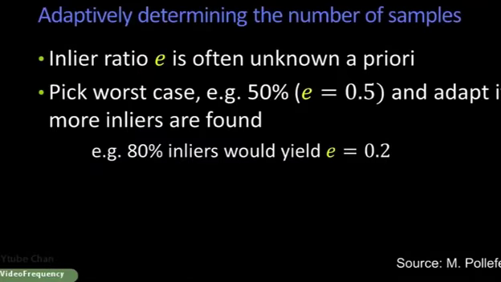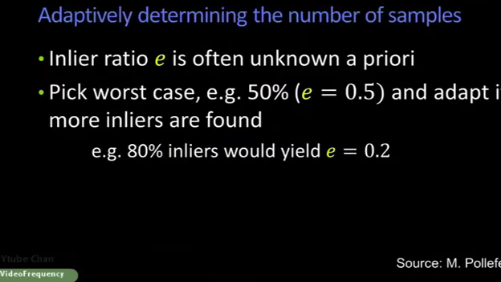Remember, n is a function of the probability you want of success, S, the size of the minimal set, and E is the percentage of outliers. But I don't know E, right? If I knew which ones were wrong, if the Oracle of Delphi told me which ones were wrong, I would have just thrown those away to begin with and just computed the thing that was right. So if I don't know which ones are wrong, I also probably therefore don't know what percentage of them are wrong. I could try to guess.